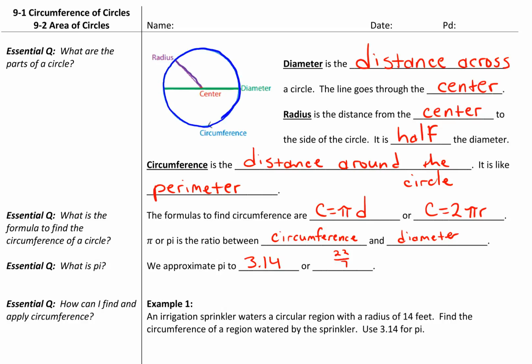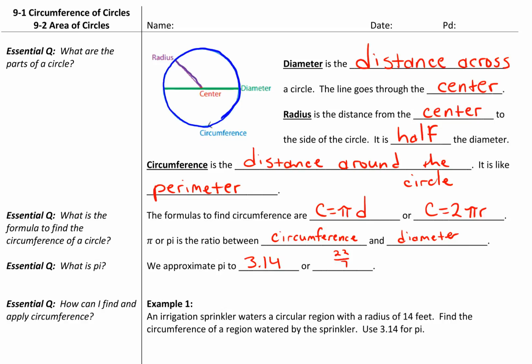We have two formulas to find the circumference of a circle, and they are circumference equals pi times diameter, pi d, or circumference equals 2 times pi times r. And that's 2 times pi times the radius, 2 pi r.